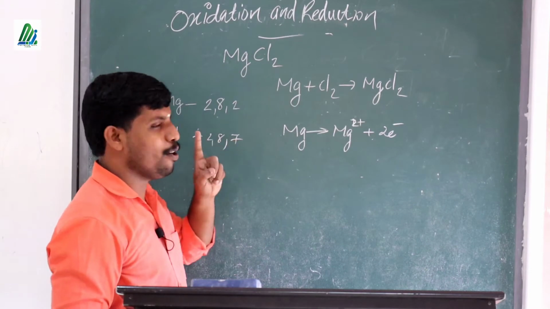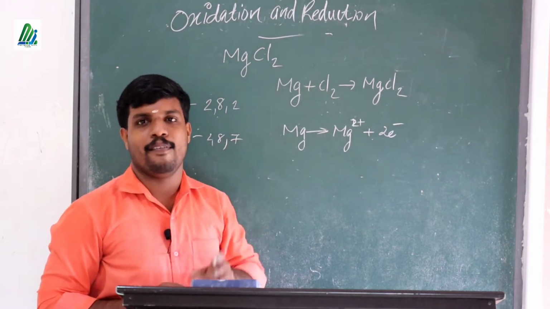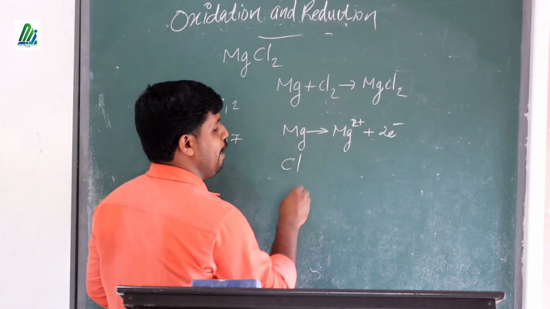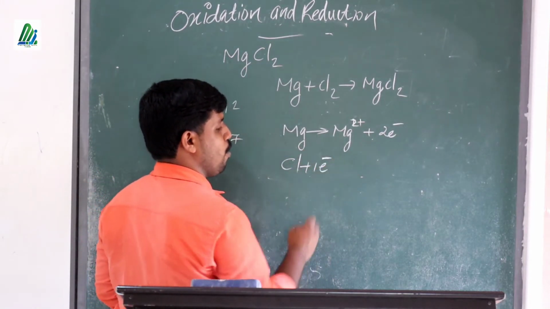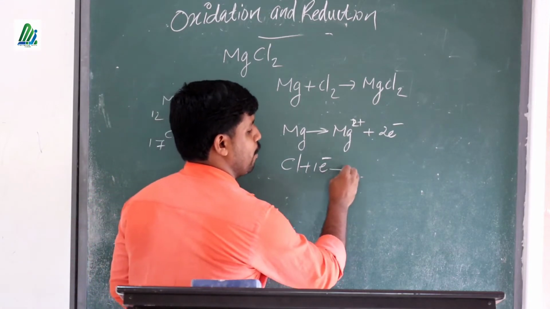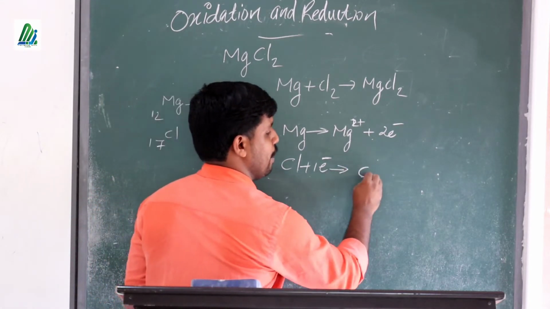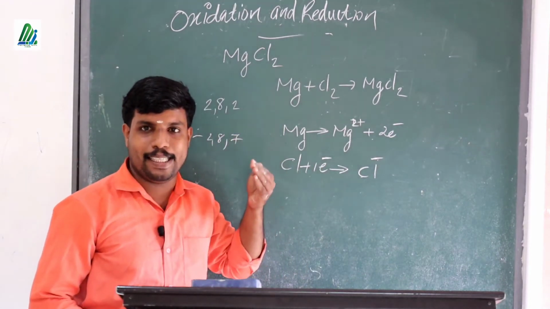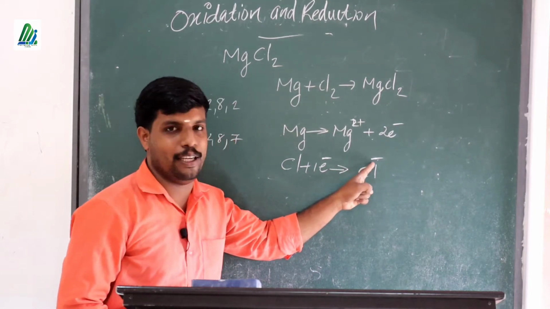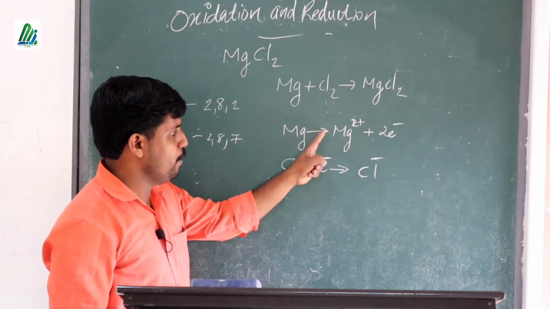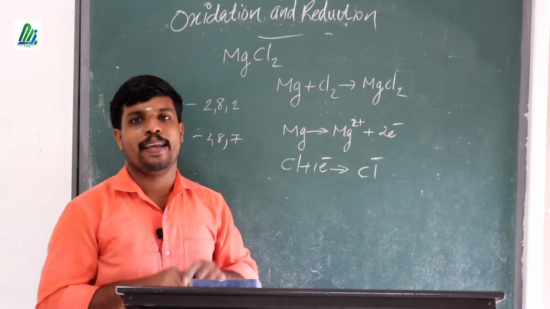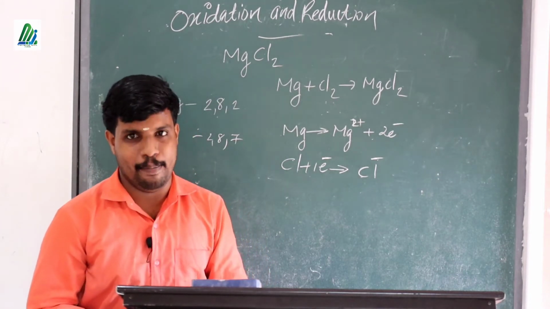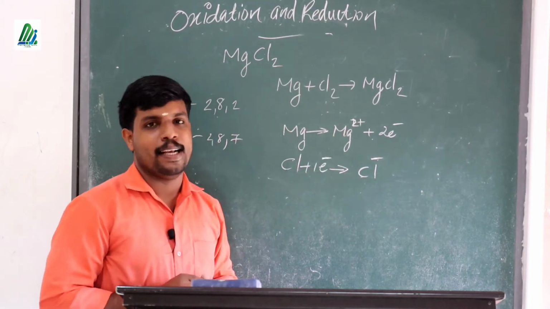Then how many electrons does chlorine need? Chlorine needs only 1 electron to complete the octet. So how can you write it? Cl plus 1 electron gives Cl minus. Chlorine accepted 1 electron and got a negative charge, the Cl- ion. Then Mg2+ and Cl- combine to form MgCl2, as we discussed in the formation of a compound using valency: magnesium chloride.